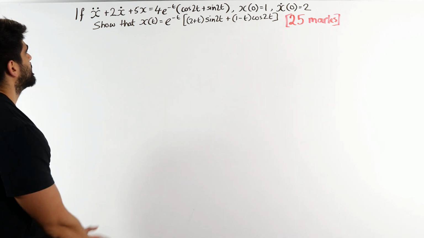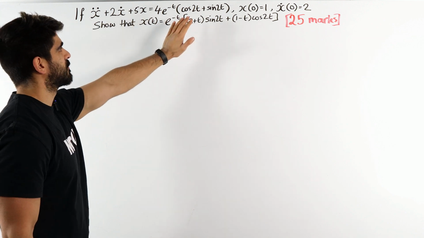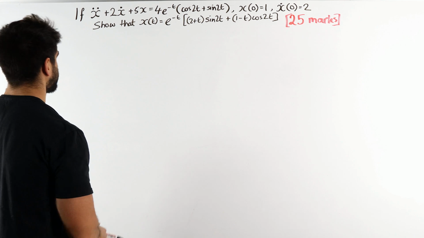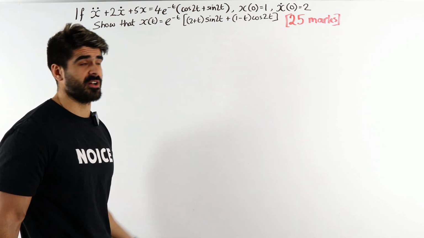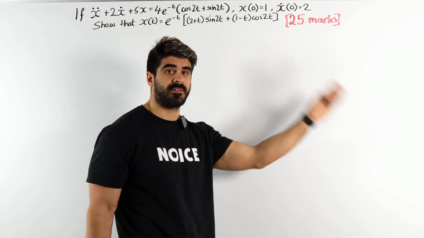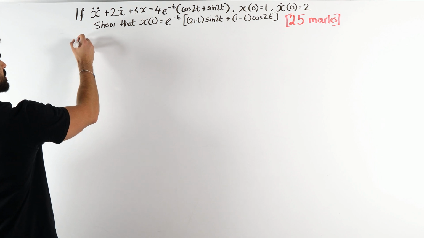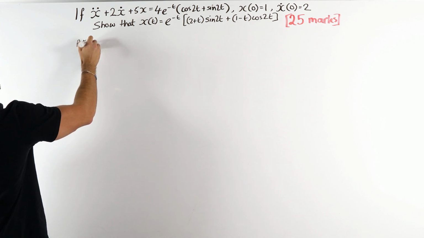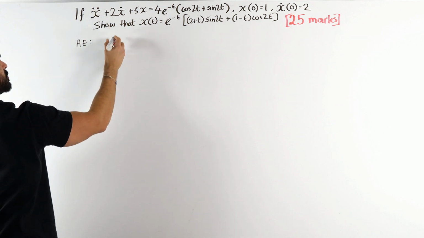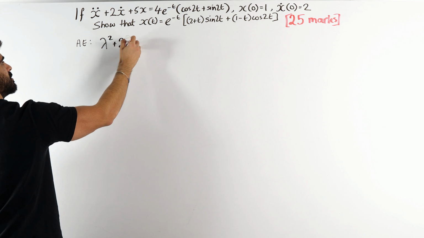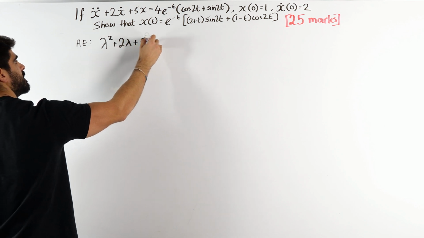So how do we go about solving any second order differential equation? We need to look at the auxiliary equation, solve that first, okay? Usually you guys know I write downwards, right? I'm going to have to write left to right because I need to save some space. So let's look at our auxiliary equation. So we have lambda squared + 2 lambda + 5 equals 0.